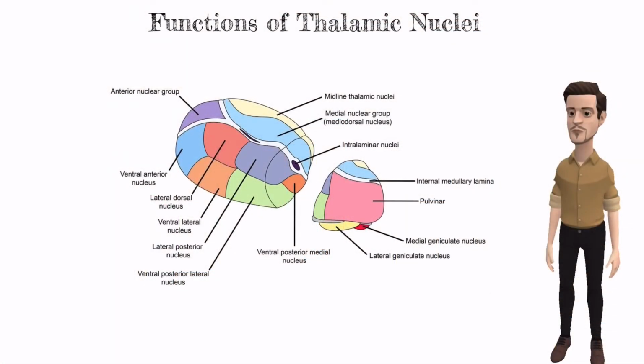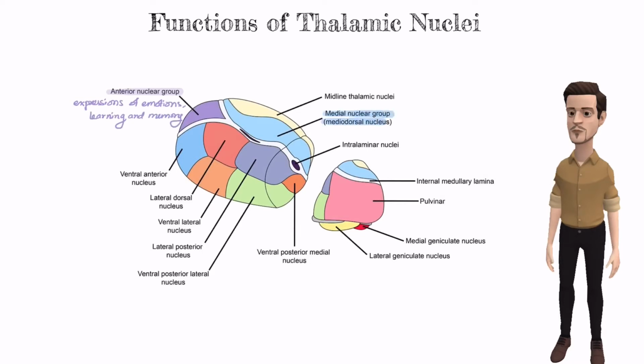Now we will talk about thalamic nuclei functions, and we'll start with the anterior thalamic nuclei, which receive fibers from the mammillothalamic tract, cingulate gyrus, and hypothalamus, and send fibers to the cingulate gyrus and hypothalamus. Their functions are expression of emotions, learning, and memory.